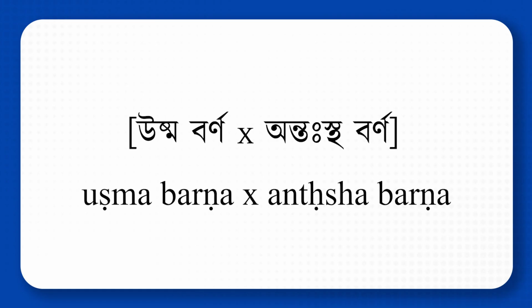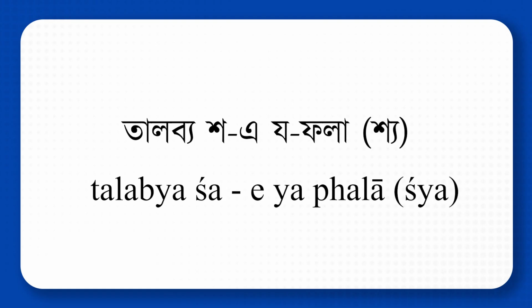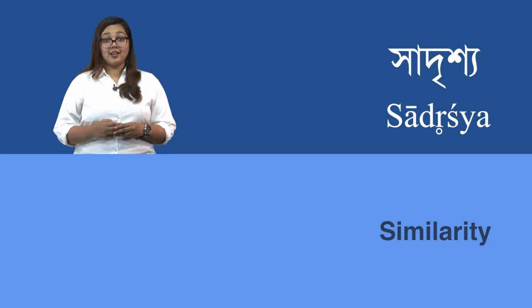Now, the last merge of this class is Ushma Borno with Antostha Borno. Here we have 3 clusters with Jophala, 2 clusters with Rofala, 3 clusters with Bofala, and another 2 clusters where Banjan Borno Law is attached as a second member. The Jophala clusters are Taliboshoy Jophala, which can be found in words like Sham, meaning black, and Shadrisho, meaning similarity.